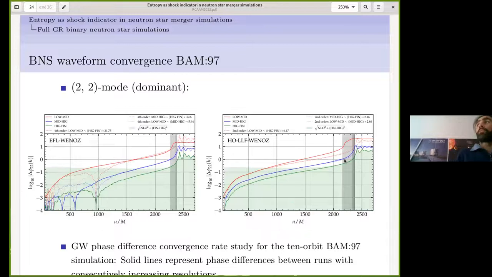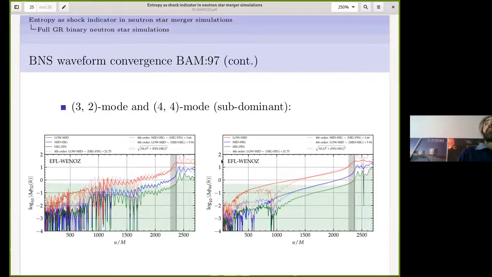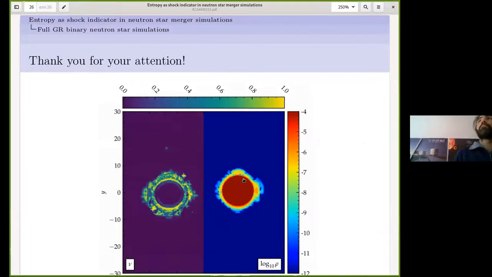So usually what we see is second order, and here not only in the dominant mode, but also in the subdominant modes. And I think I'm going to finish here. Thank you very much.